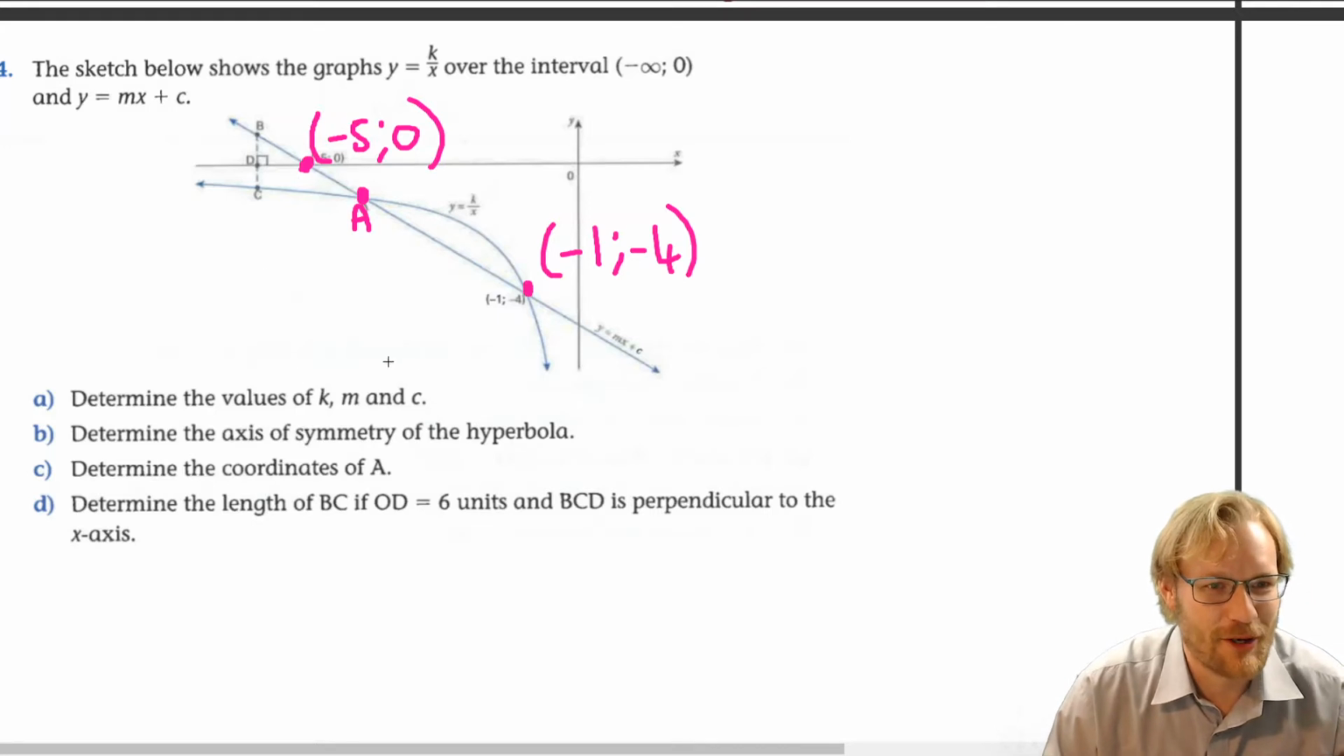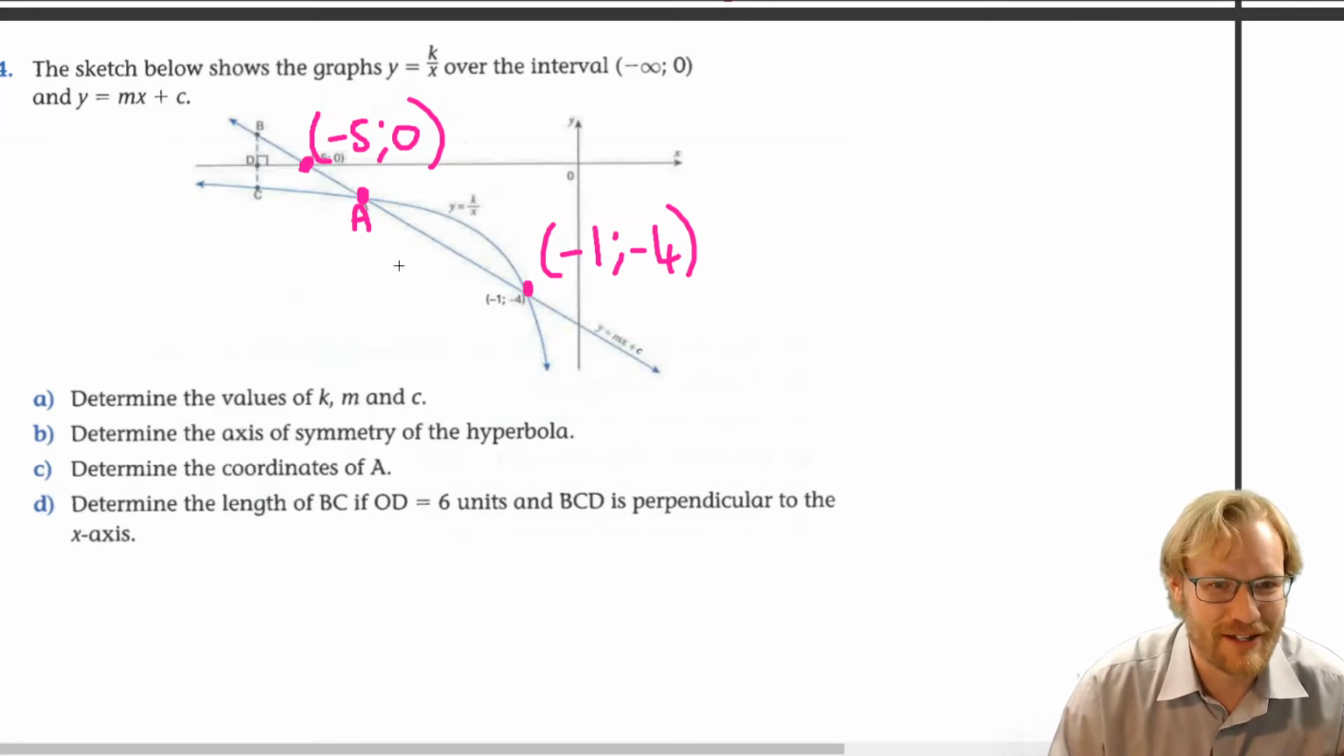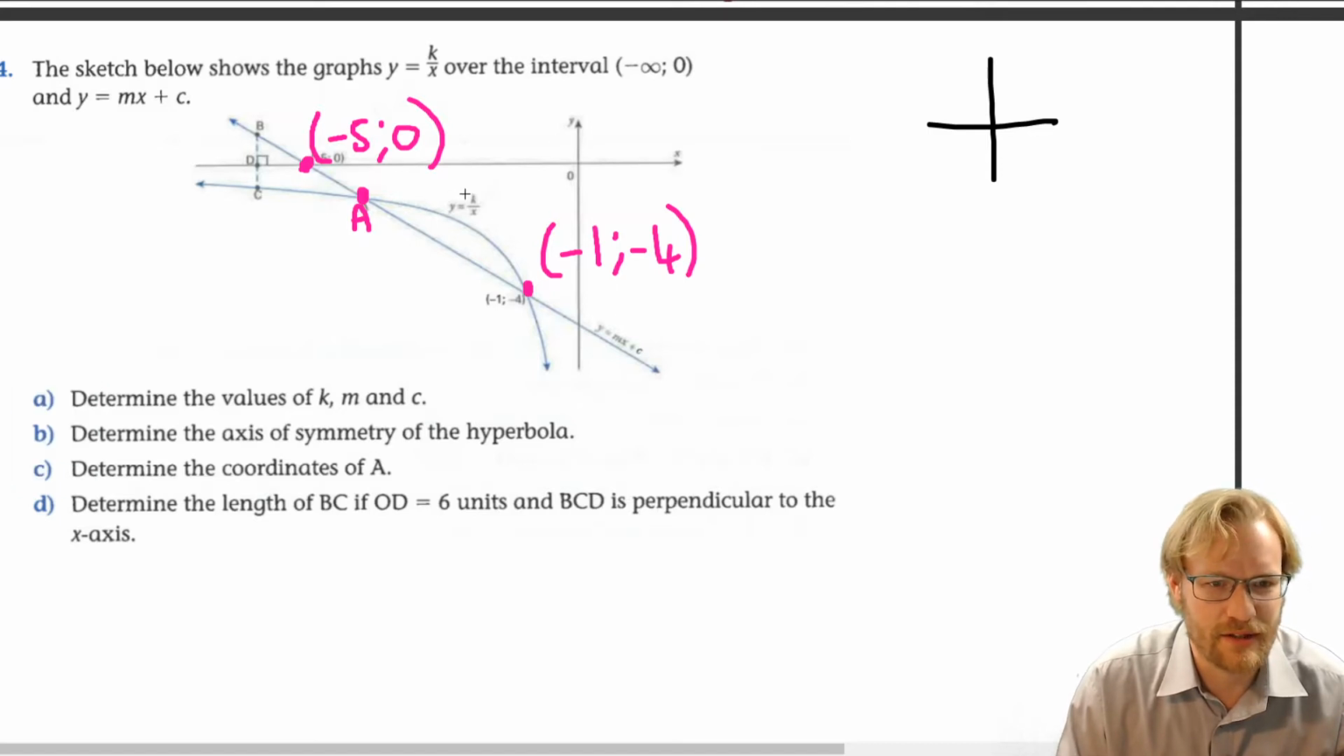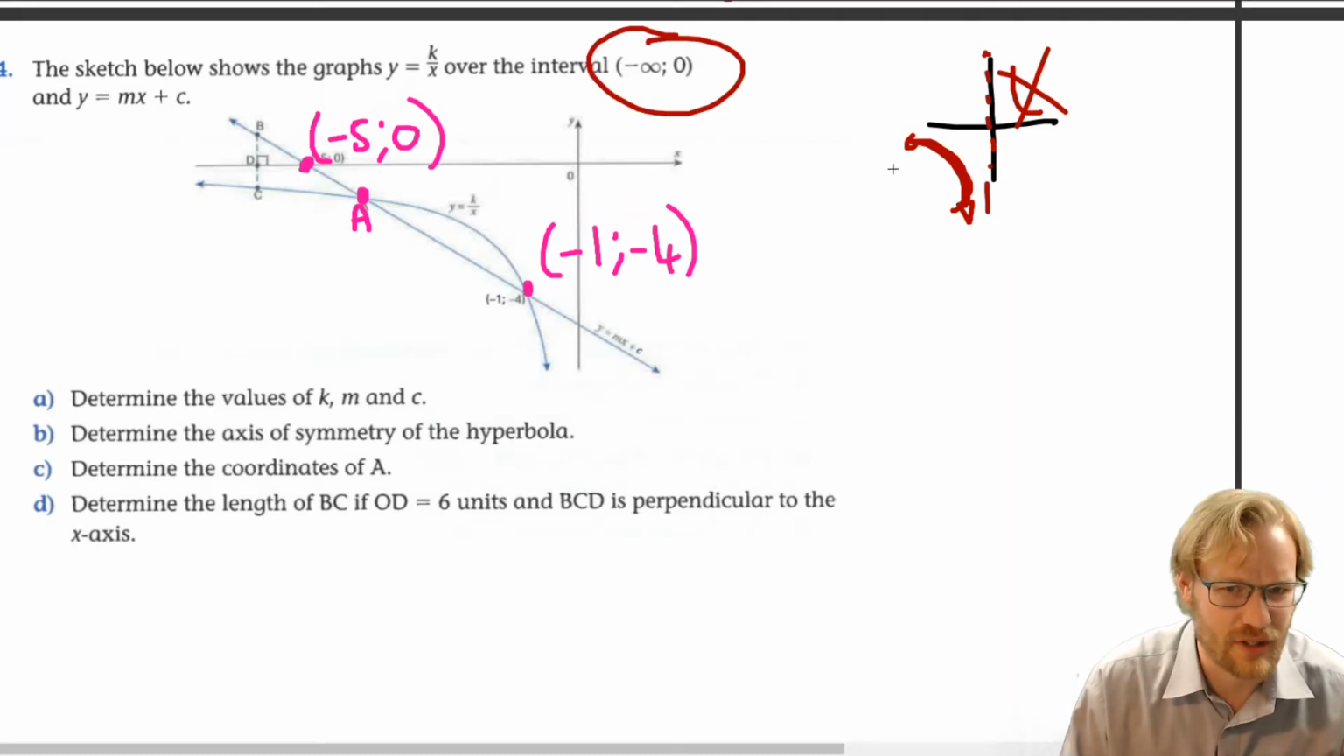Okay, so we've got the sketch below that shows two graphs. Y equals k over x over the interval negative infinity to 0. Let's just pause on that. What are they saying? Well, they've got a hyperbola, and if you drew a hyperbola normally, it would be in the first and third quadrants, it would look like that. But they're saying negative infinity up to 0, so we're not going to worry about that part of it. It's just this part here that we're worried about. Okay, so that's what that bit there is talking about.